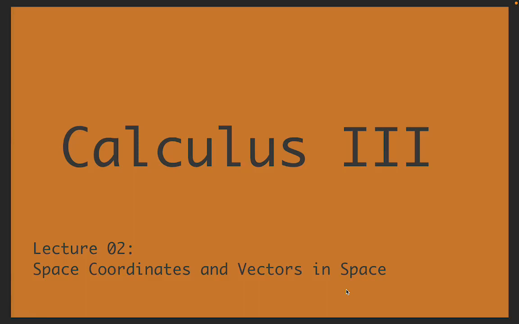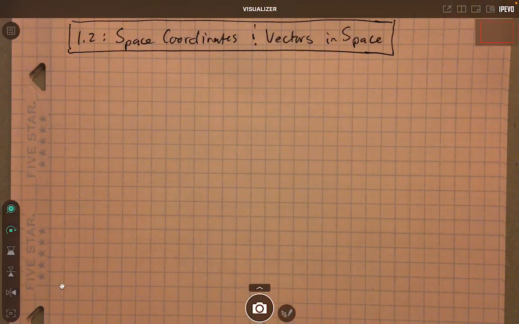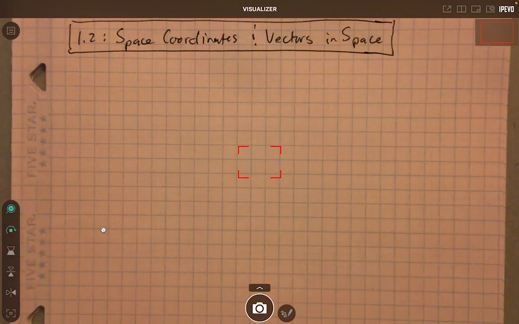Hey everyone, welcome back to Calculus 3. This will be lecture 2 of the course, and in this lecture we're going to continue our work with vectors. We're going to move from 2 dimensions into 3 dimensions, and so we'll be discussing the space coordinates and vectors in space. So when we say space, we mean 3D. So let's jump into it. Again, this will be section 1.2, space coordinates and vectors in space.